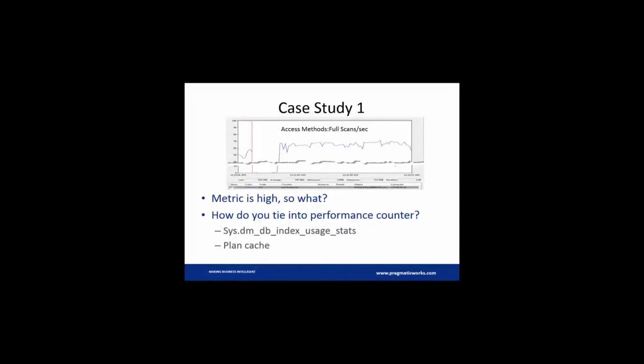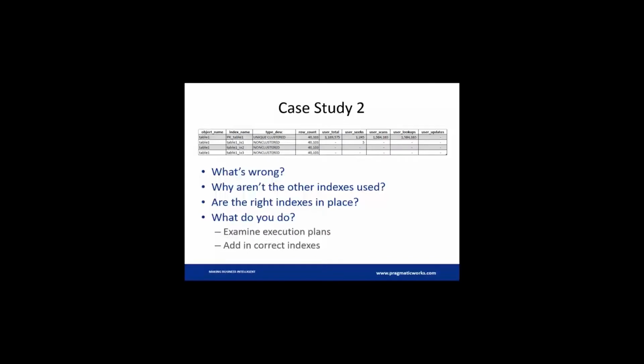And so if you see spikes when it comes to full scans per second, you're going to want to take a first look at DM index usage stats, and then take a look at the plan cache, a little bit like what we did with the Lookup Imbalance. And when you're looking at this, what you're going to probably see is scans on your clustered index or one of your non-clustered indexes that exceed the seeks.